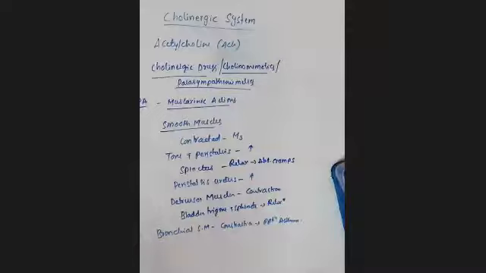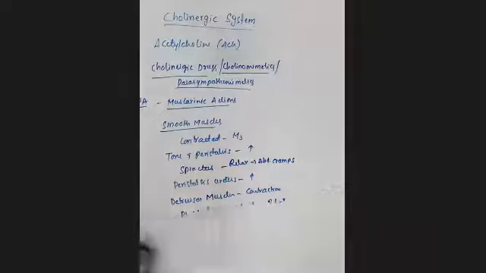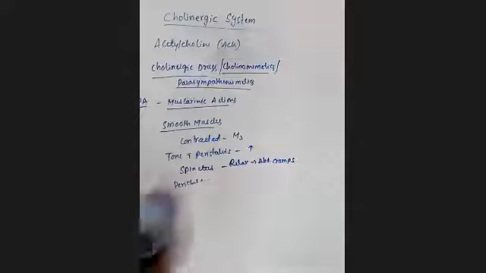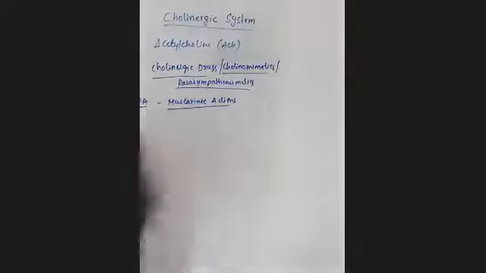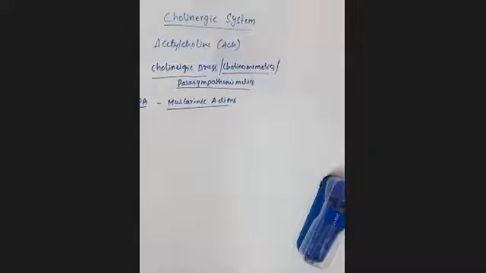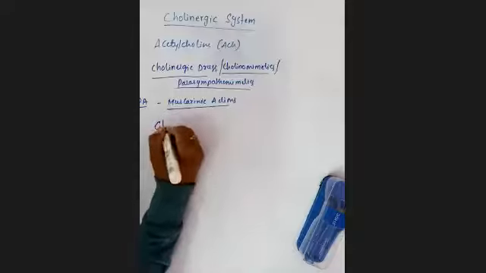Coming to the bronchial smooth muscles, which undergo contraction, it is going to precipitate asthma. So acetylcholine is better contraindicated in case of asthma. Okay, next one is related to the glands.